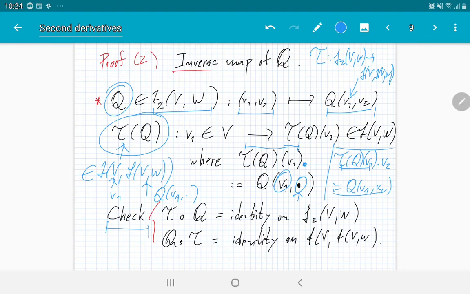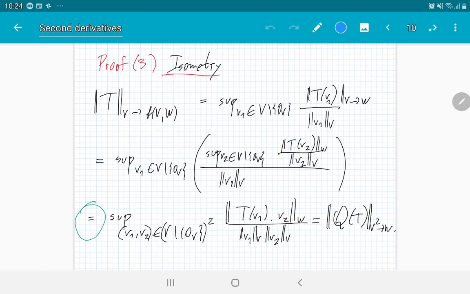But what we are going to do now is to argue that the original map Q preserves norm. And what does that mean? I want to show that the norm of T as a linear transformation from V to L(V, W) is equal to the norm of Q of T, which is a bilinear transformation from V to W.